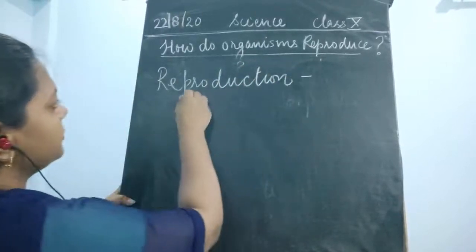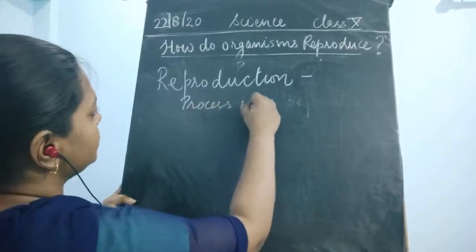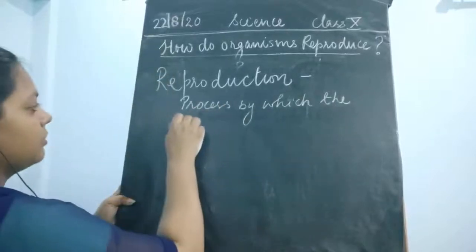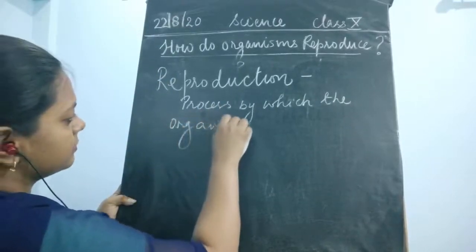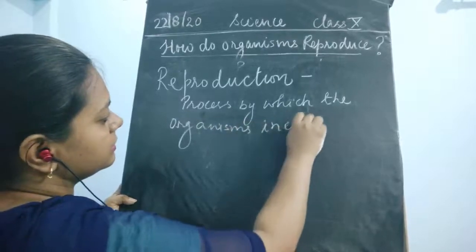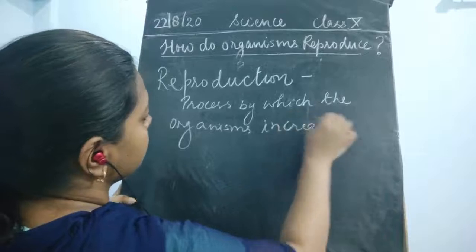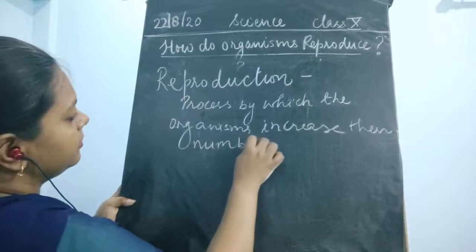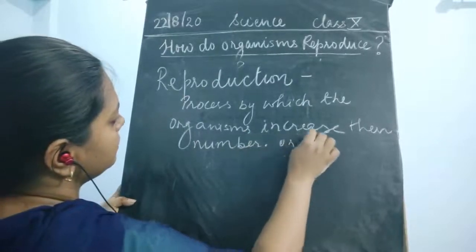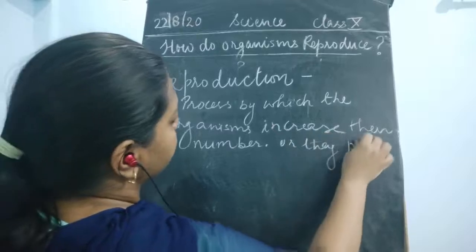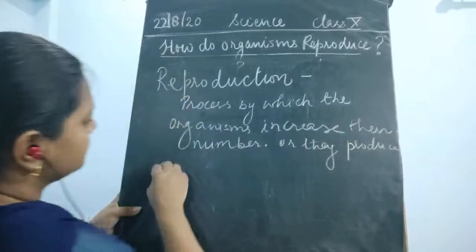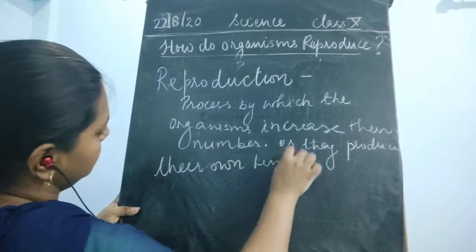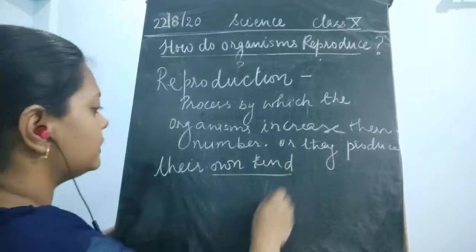It is a process by which organisms increase their number, or produce their own kind. Fine. Now, what is the meaning of this word own kind?